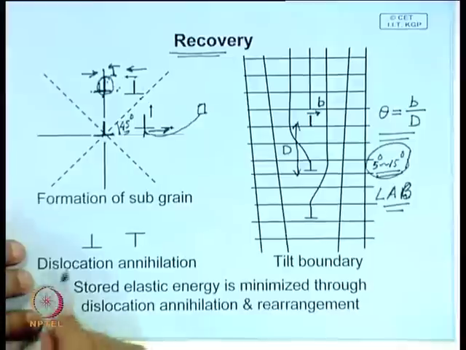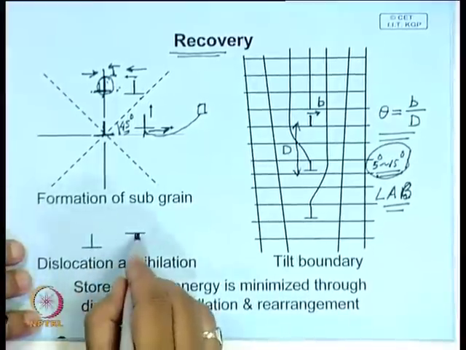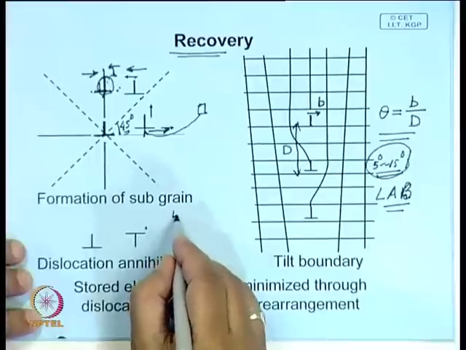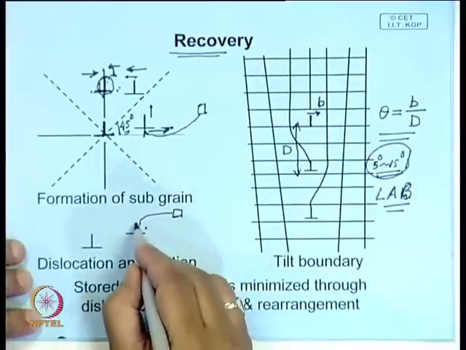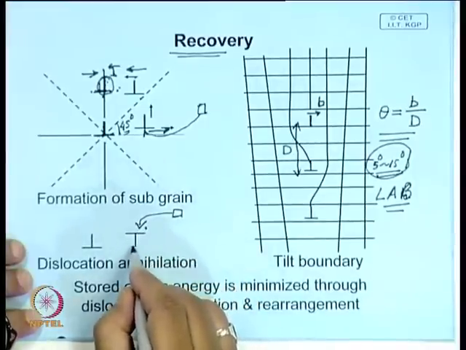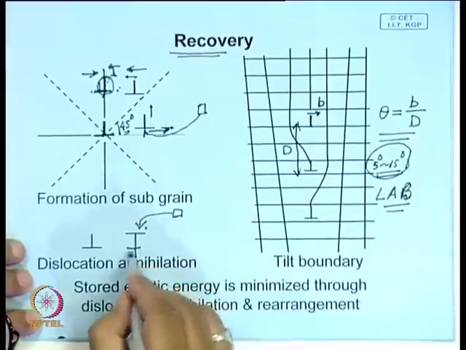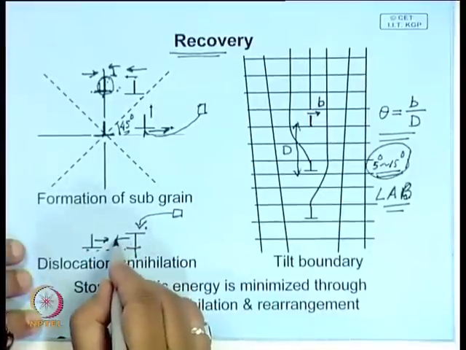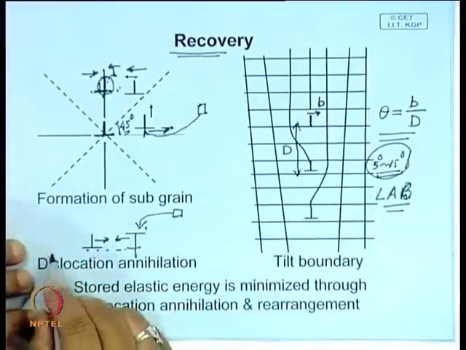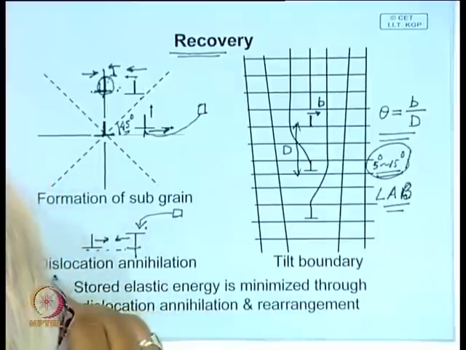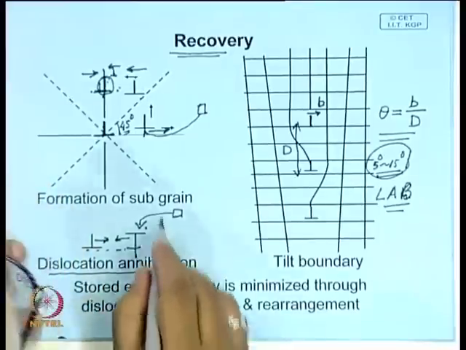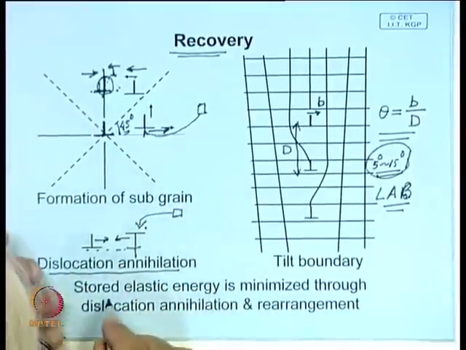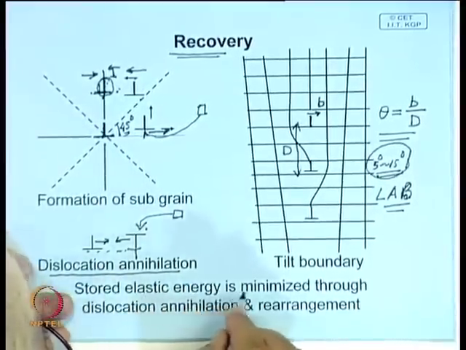Now, the annihilation process is something like this. If you have this type of dislocation, this is a negative dislocation. If a vacancy comes from here, this will climb down, it will finally come here, and when they are both in the same plane, they move towards each other, and finally they will annihilate. So, this is a process of recovery, some rearrangement of dislocations and dislocation annihilation, and the stored energy is minimized.